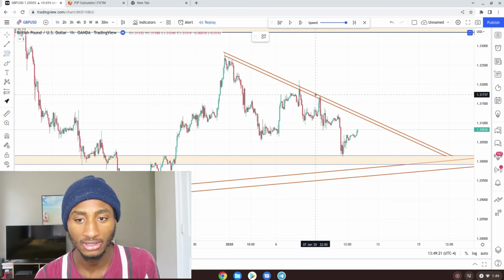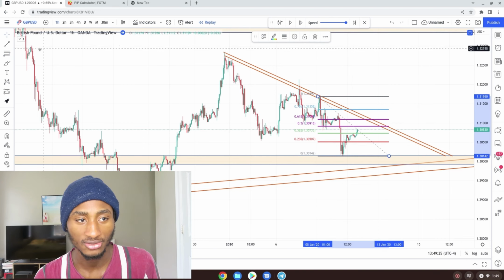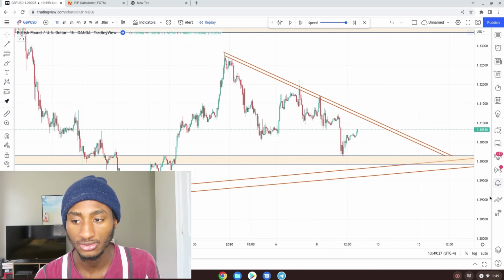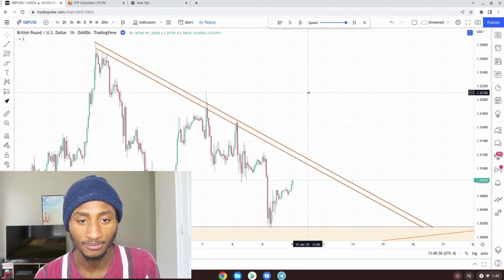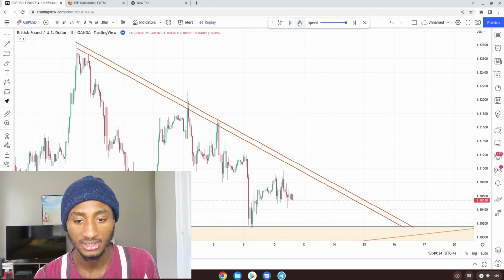So let's see what's gonna happen. If you want to use the fib, which I don't use, you can use your fib and see where you think market is gonna respect, and you can enter from there. But I don't use the fib. So now basically all you do is patience. Patience is the key.